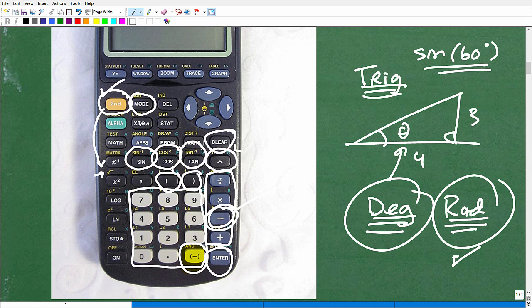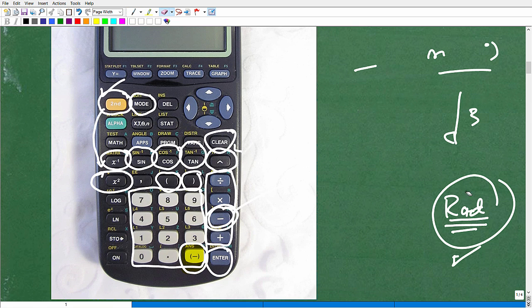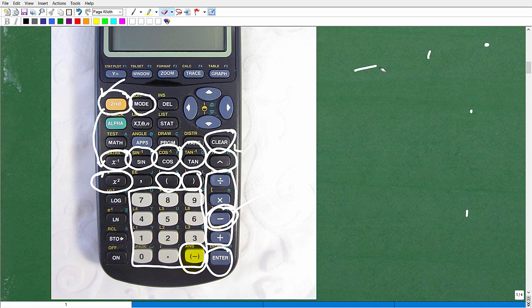I'm circling the ones that we covered. This little guy right here, x to the -1, that's just the reciprocal. Let me go ahead and erase that. So anything to the -1 is going to give you a reciprocal. So let's say I have 3. 3 to the -1 is 1 over 3.